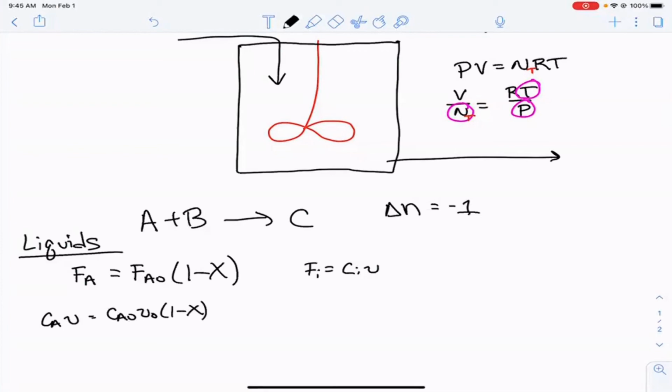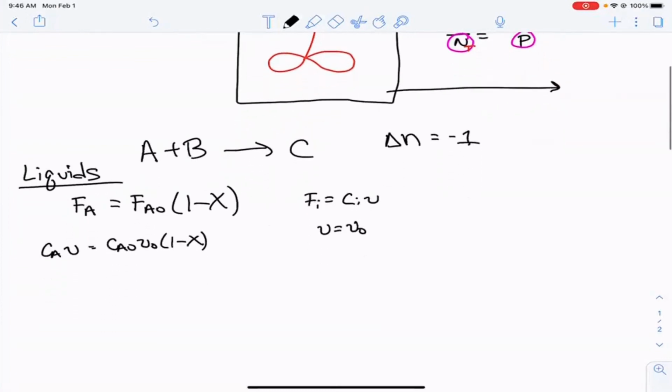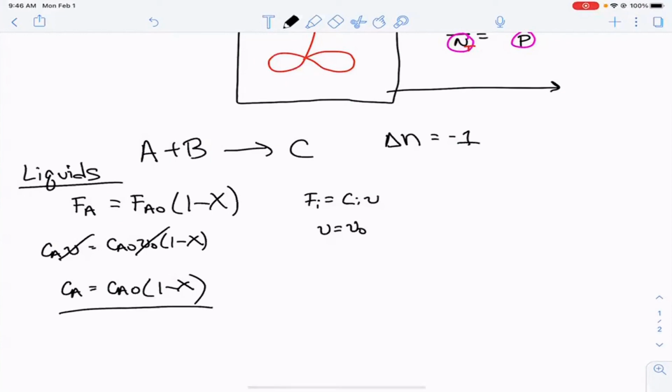And of course, for the liquid, we've essentially assumed that the volumetric flow rates were equal to each other, which means that they cancel. And then we got to this very familiar expression that Ca equals Ca0 times 1 minus X. When we're interested in how the concentration changes with conversion and then inserting that into our mole balances, this has been extremely helpful for us in the first couple of homework assignments, as well as the problems that we have been solving in class, okay? And so we've used this a lot.